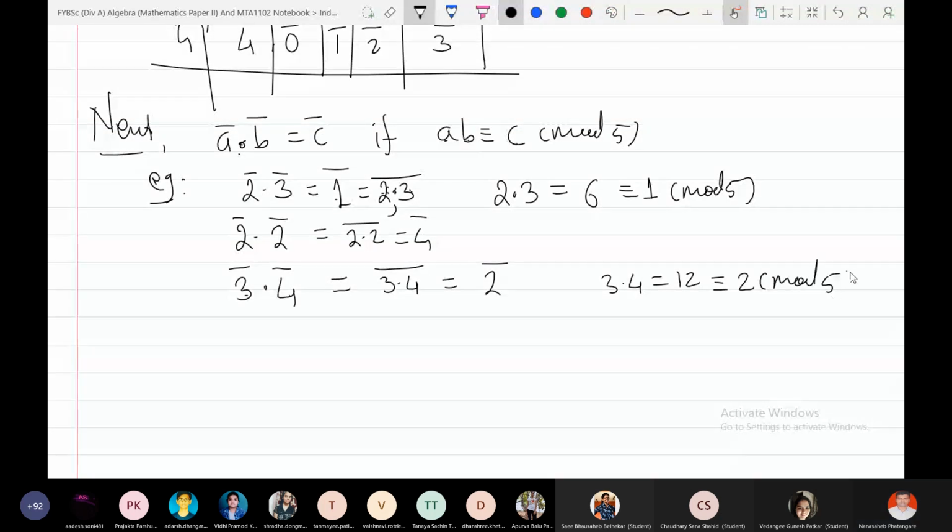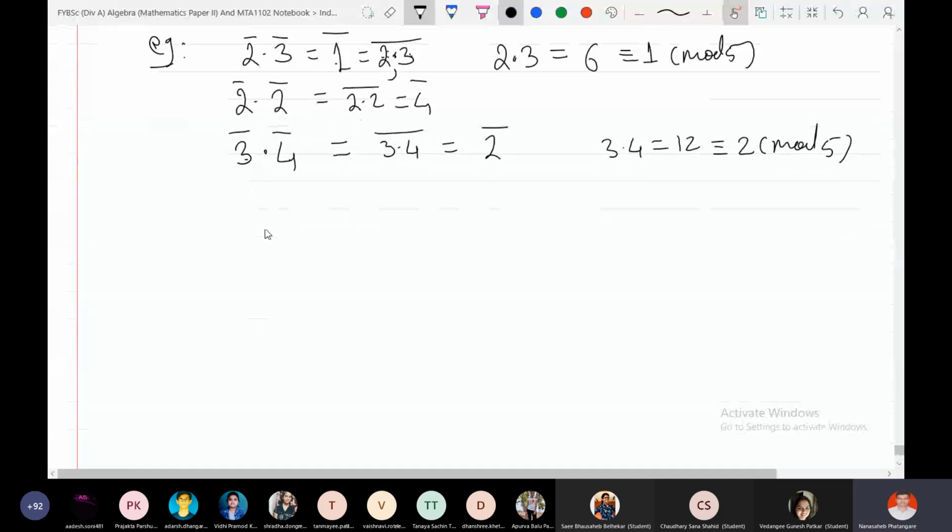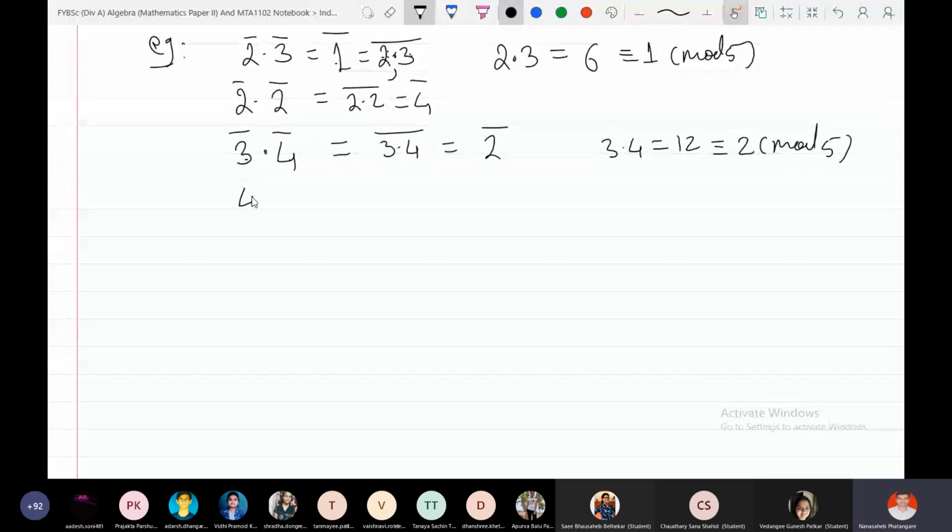Now what happens with 4 bar into 4 bar? What is 4 bar into 4 bar? It is 1 bar, because 4 into 4 is 16, and 16 is congruent to 1 modulo 5, so it belongs to 1 bar. So therefore it is 1 bar.